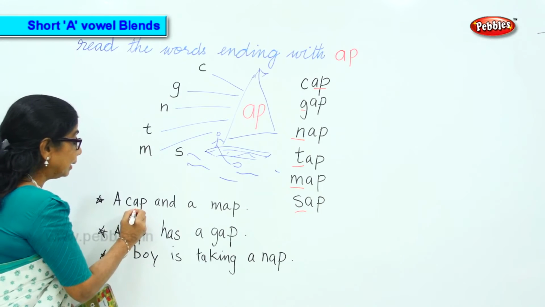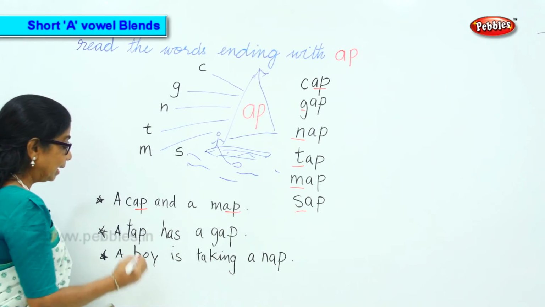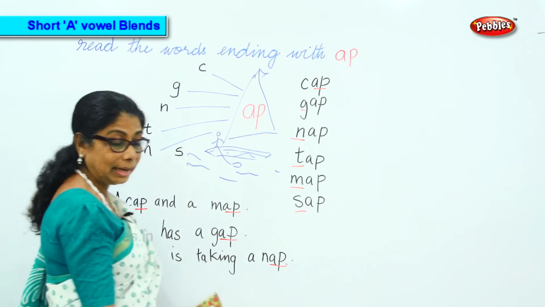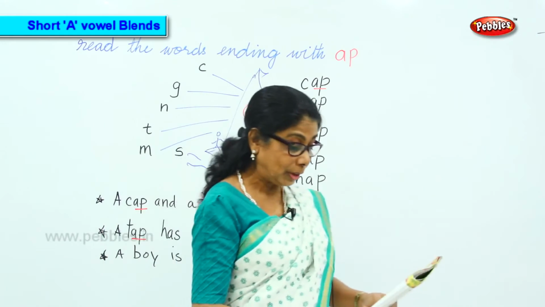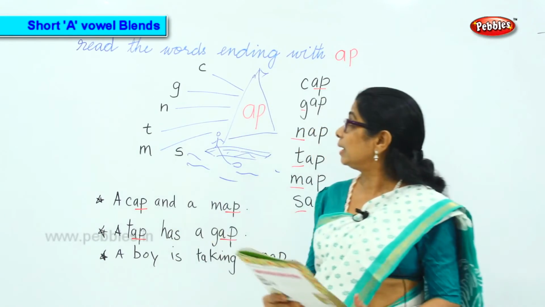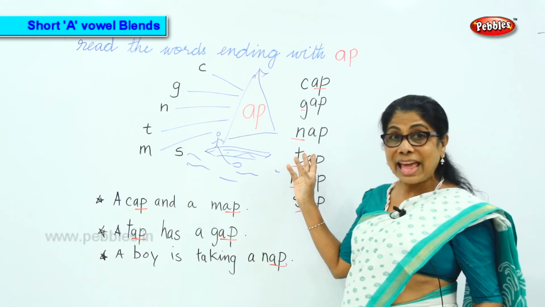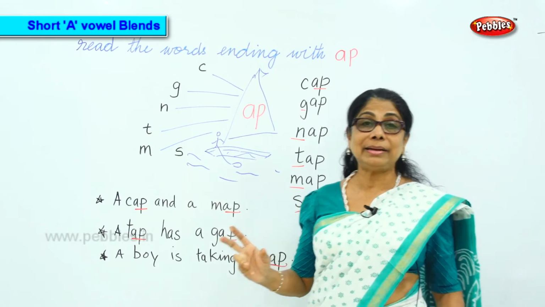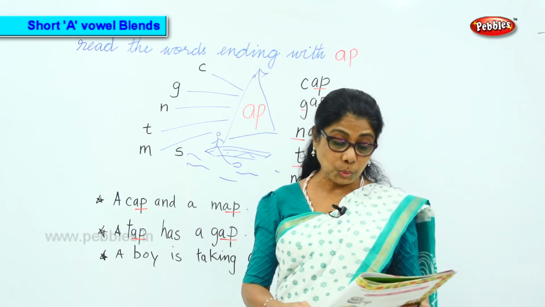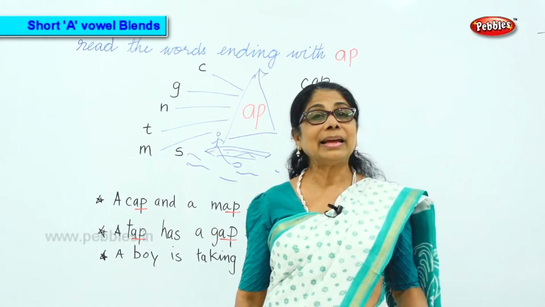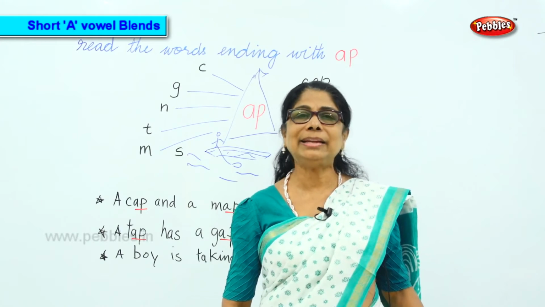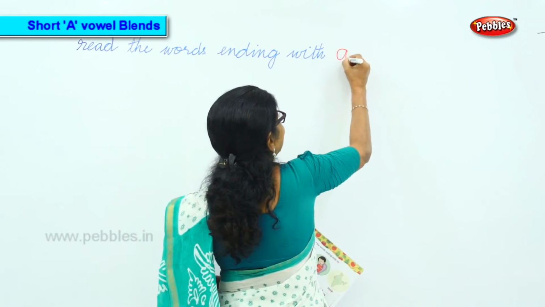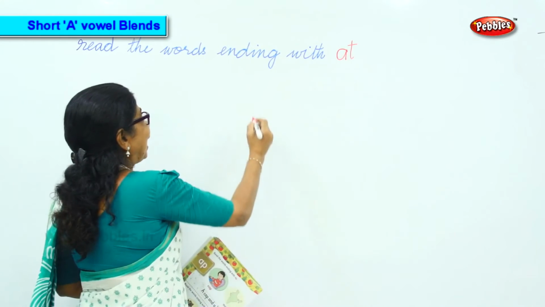Now look at the words again. Cap. We have used sentences, okay? A cap and a map. A tap. What does it have? It has a gap. Boy, what is the boy doing? Boy is taking a nap. Let's say the words again once more. AP words. Cap, gap, nap, short sleep, tap, map and sap. Sap is a juice from a tree. Let us learn to read the words that end with AP, create sentences to remember the sound and the spellings. We will do some words with at. A-T, at. We are going to learn some words with at.